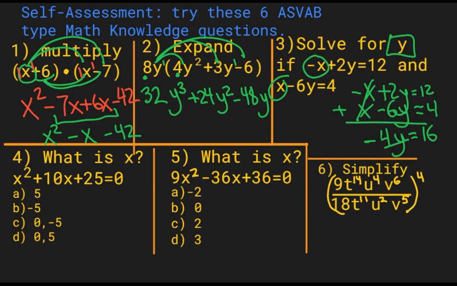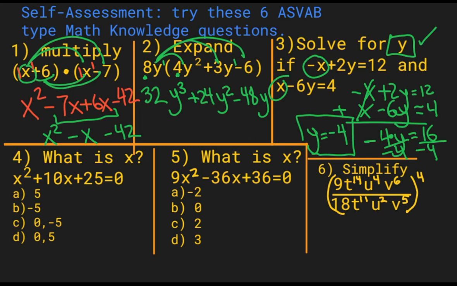Now to finish this, I just have to divide. The opposite of multiplying is dividing. I'm going to divide by -4 on both sides. And y equals 16 divided by -4. Positive divided by negative is a negative. Just like a negative divided by a positive would be a negative. And y equals -4. They asked us to find y.